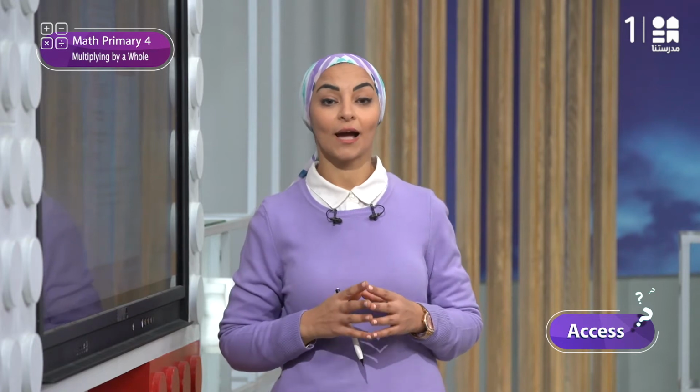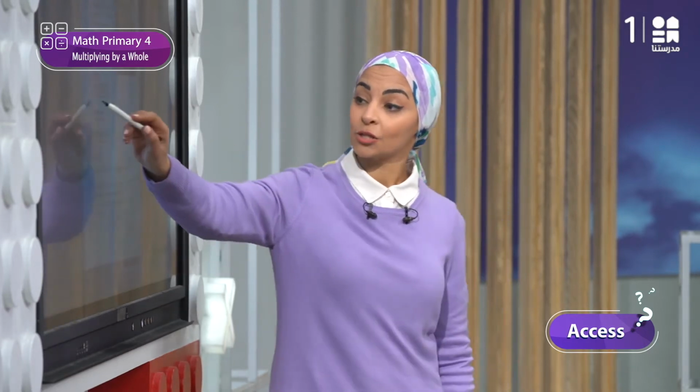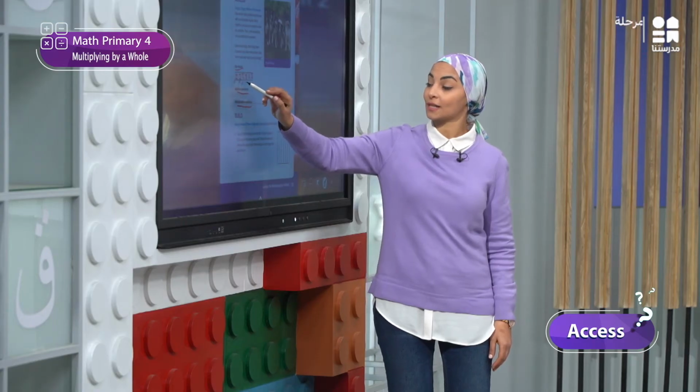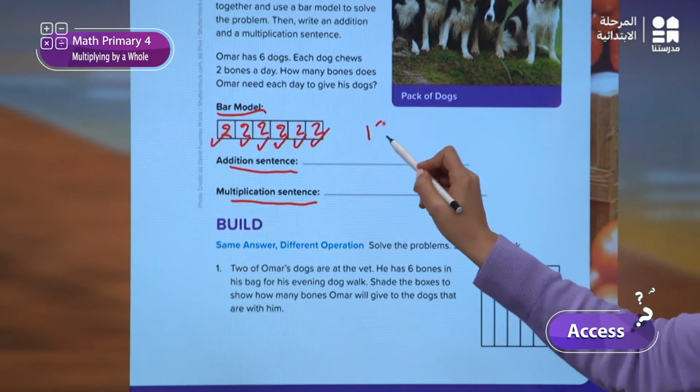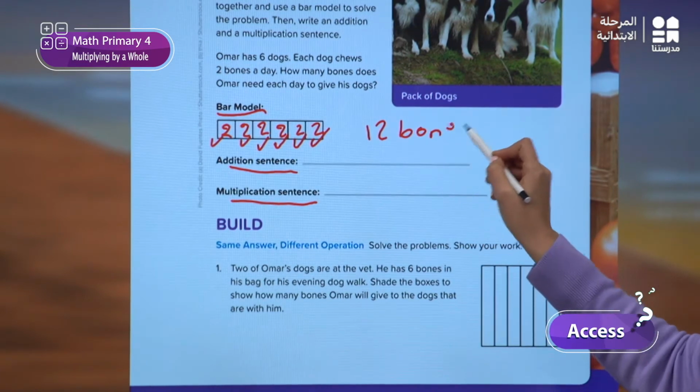So how many bones does Omar need a day? In one day he needs how many bones? How will I count? I can keep counting by 2. I will use the multiples of 2, which are 2, 4, 6, 8, 10, 12. So the number is 12 bones. I can write here 12 bones.